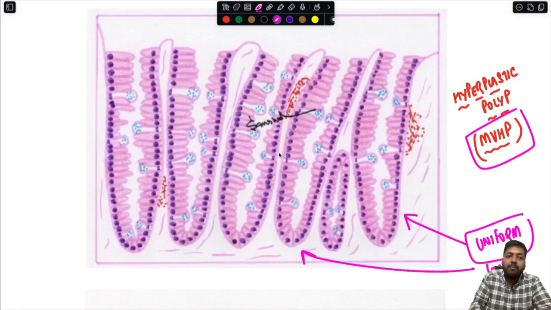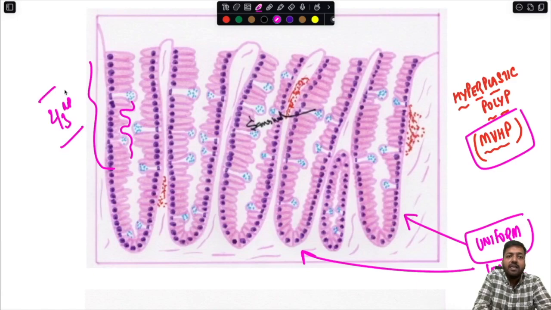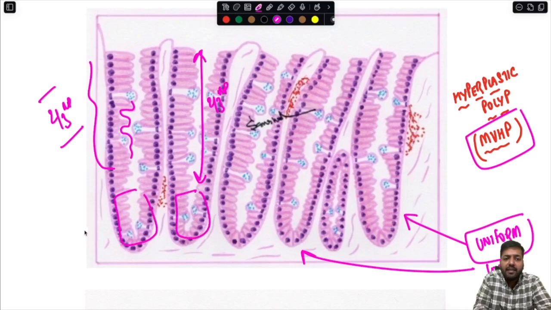And very importantly, you can see that there are serrations. So these are the serrations. Can you see the serrations? But if you see the serrations, they are limited to the upper two-thirds part only. These serrations over here are there in the upper two-thirds part only. They are not reaching the base. And at the base, they are narrow.